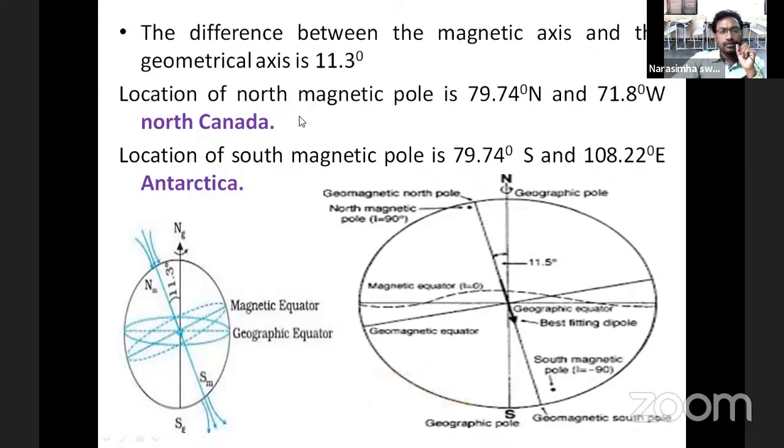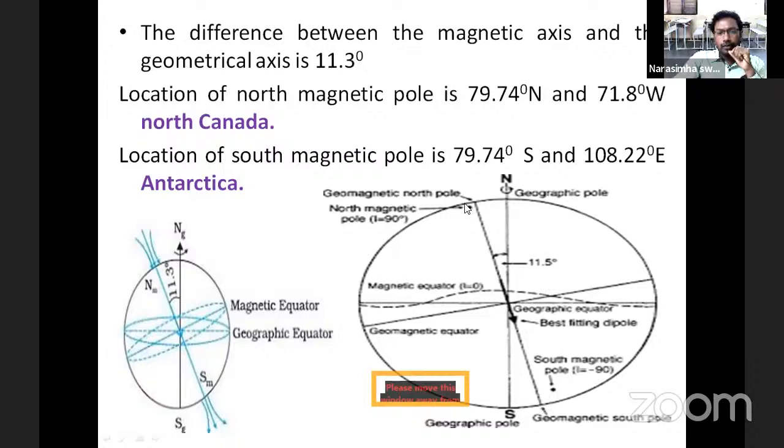If you observe the location of the north magnetic pole, these values we can get from Google Maps. This location, where the north magnetic pole is present, is at latitude 79.74 degrees north and longitude 71.8 degrees west. Similarly, exactly opposite to that is the south pole. So the location of the south magnetic pole, here it is.